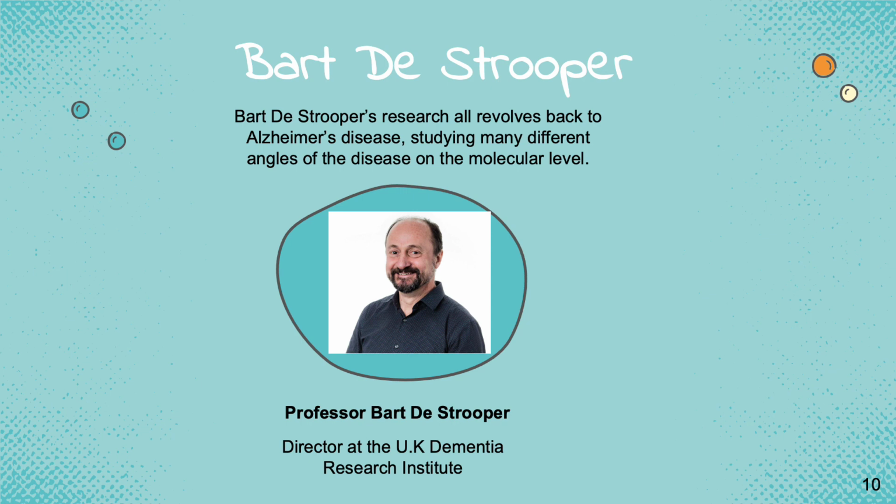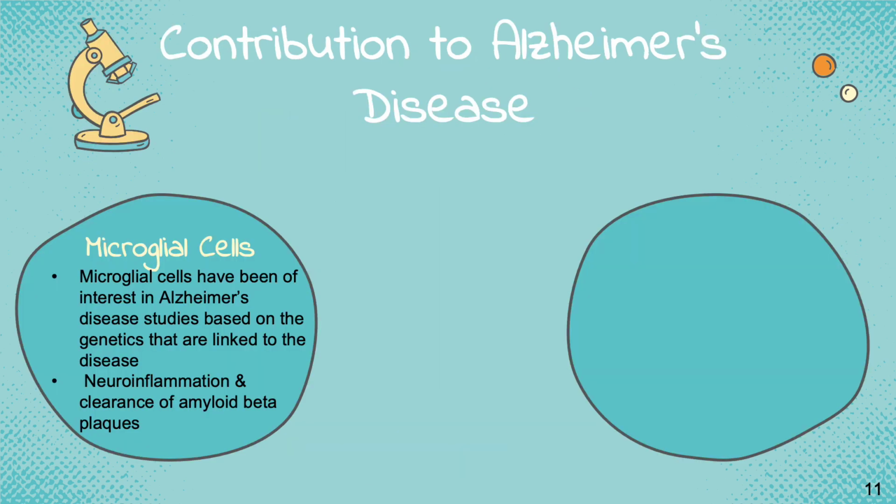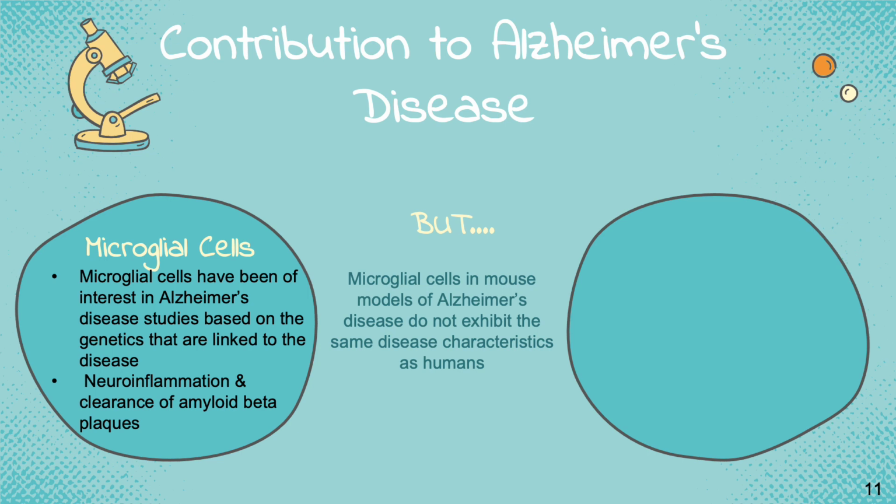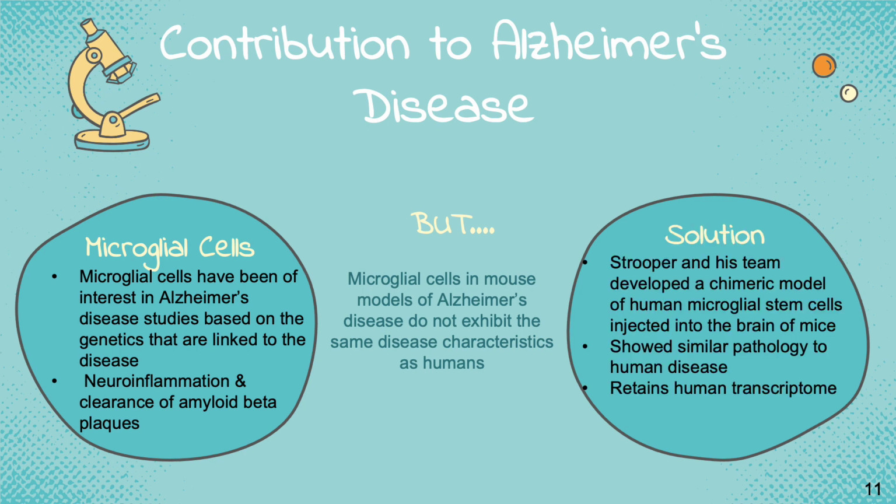The next person is Bart de Strooper, who is an Alzheimer's researcher on the molecular level of things, and he's a director at the UK Dementia Research Institute. So something that he's currently looking at is the involvement of microglial cells in Alzheimer's disease, as these are linked to neuroinflammation and the clearance of those neurogenic plaques. But an issue is that in the mouse models, microglial cells are very different than what we see in humans, which makes it much harder to study.